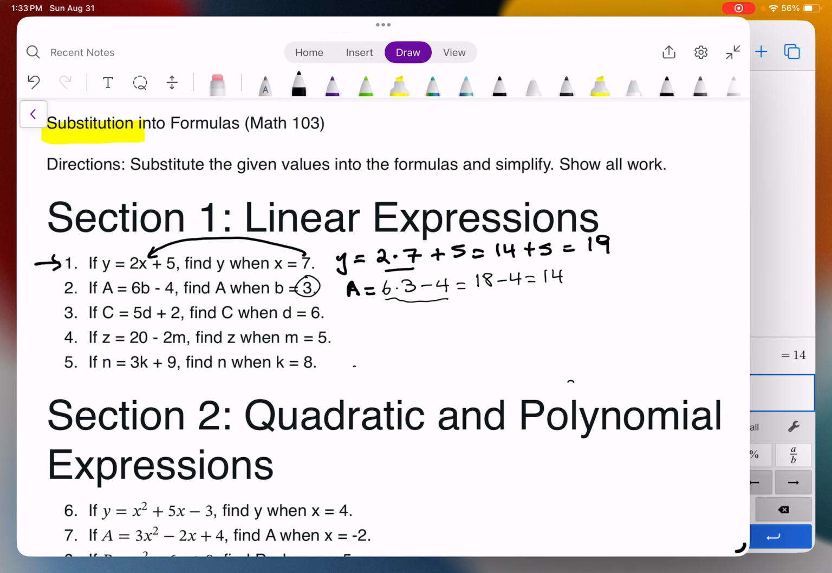On number 3, go ahead and pause the video and try it on your own, and when you're ready, come back here to look at the solution. So take a moment and try it on your own.